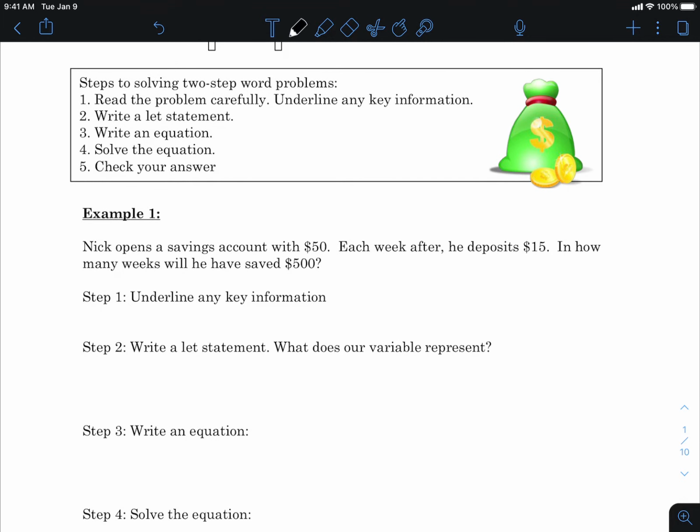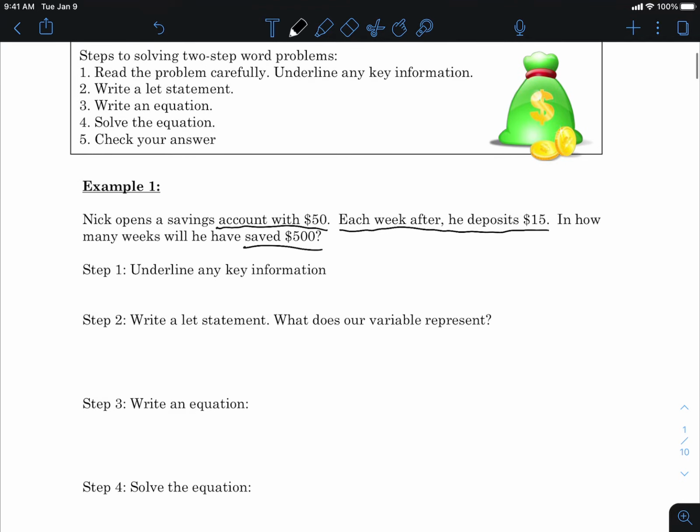information. So Nick opens a savings account with $50. Okay, that seems like an important piece of information to me, like $50. And then each week after, he deposits $15. Okay. And then after that, in how many weeks? I guess I'm underlining the whole thing, but he saved $500. These are kind of like anywhere you've got a number, right? That's kind of important information, I suppose.